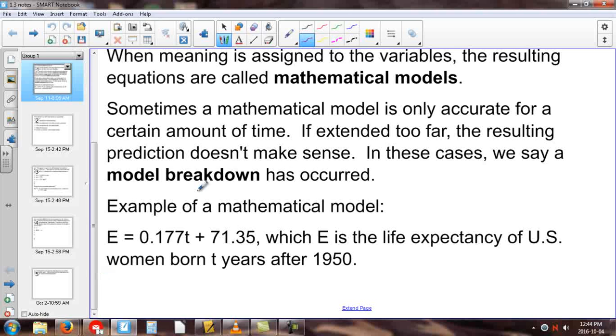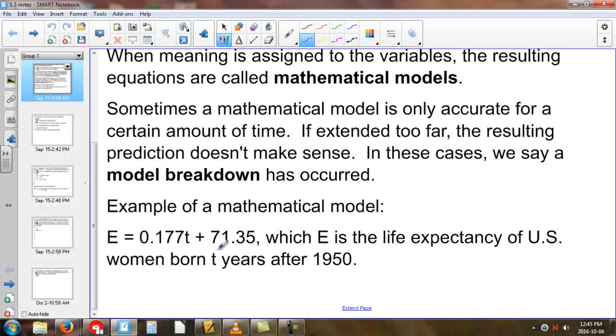An example of a mathematical model is E equals 0.177t plus 71.35, where E is the life expectancy of U.S. women born t years after 1950. In 1950, if I put a 0 there, meaning they were born in 1950, a woman was expected to live to 71.35 years. That was the average life expectancy for a woman in the U.S.